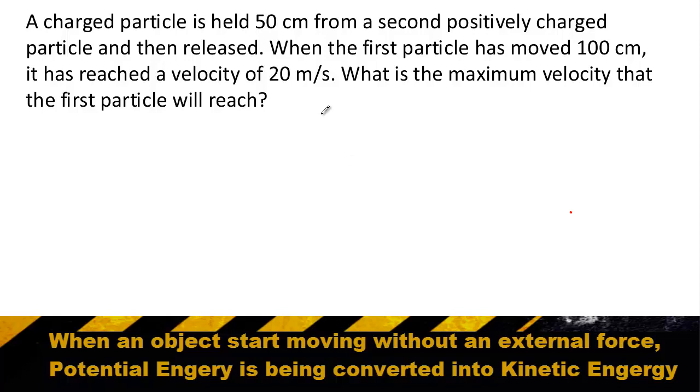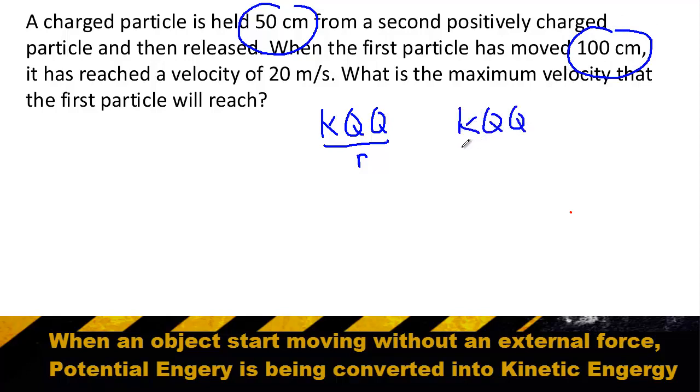The equation for the potential energy between two charged particles is KQQ over r, the K being the electrical constant and Q being the two charges of the particles. We don't know K or Q, but we do know the distance between the two charged particles. It starts at 50 and goes to 100. In other words, the distance doubles. The new potential energy would be kQq over 2r. And since we've doubled the size of the denominator in our fraction, we've essentially cut our potential energy in half.